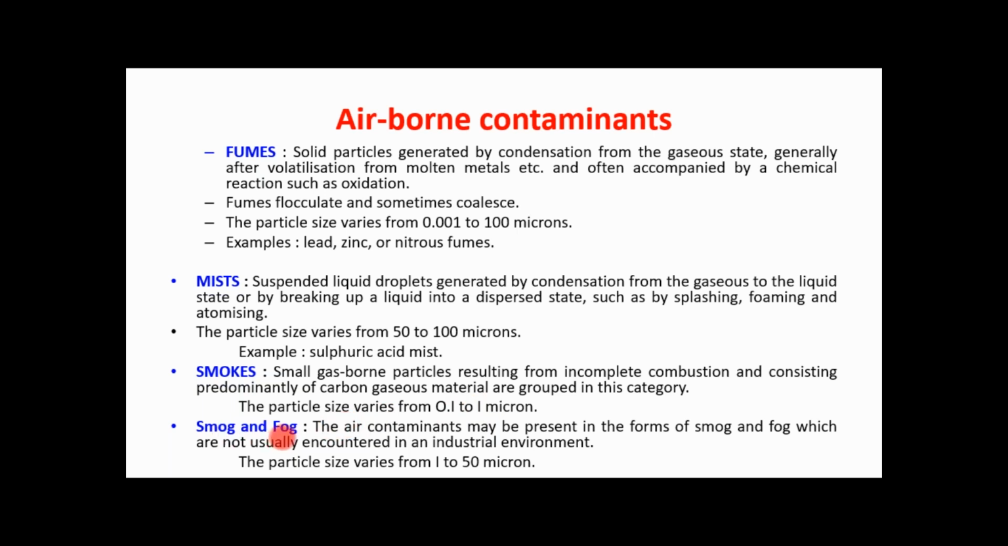Then smog and fog. The air contaminants may be present in the form of smog. Smog means smoke plus fog. We already discussed smoke, which is due to the incomplete combustion process. The carbon particles are present, like carbon monoxide, and if there is fog, that is moisture, then this combination of smoke plus fog is called smog. Right? So this is the smog concept, and the particle size is from 1 to 50 micron.